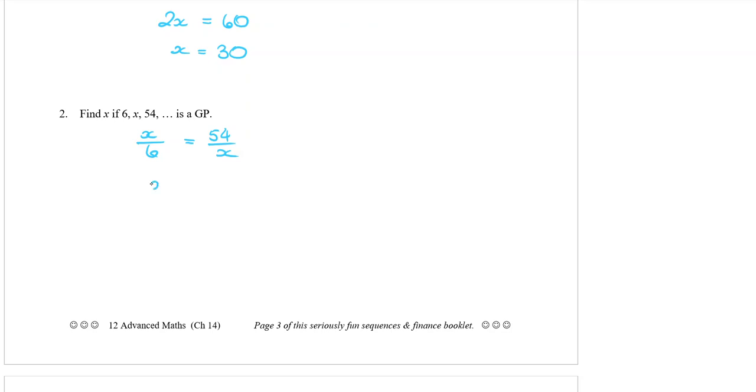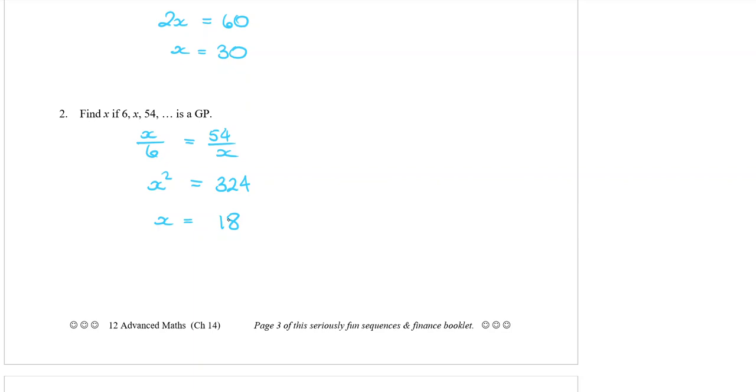So x times x is x squared. 54 times 6 is 324. To solve it, I need to square root. The square root of 324 is 18. Is that the answer? Oh, you knew when I said that, I was playing a little trick there.